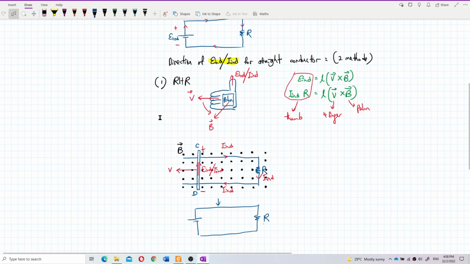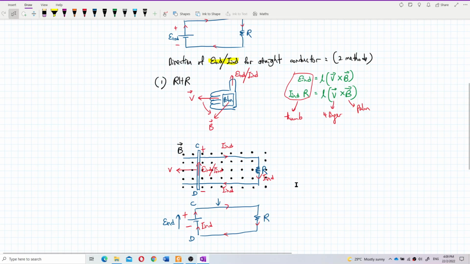So the NC is a positive terminal, so that's why this one is a positive terminal, this one is a negative terminal, and the induced current comes out. So this is the induced current direction. Like this is the D, this is the C. So the induced EMF direction is this one. Induced EMF direction is always from negative to positive terminal.